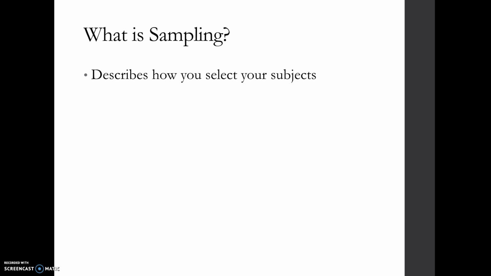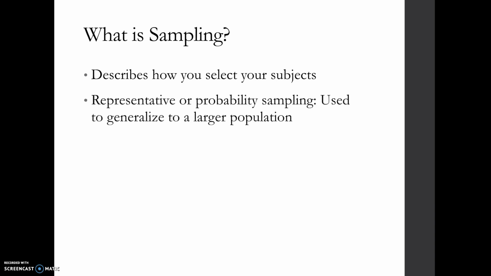So what is sampling? It describes the process by which you select your subjects. We have representative or probability sampling. It is used to generalize the result to a larger population. Let's say you want to understand SFA students, how they choose their career path. Then if you want to have a representative sample, you need to randomly select the number of people that you like. Let's say 1,000 students, randomly select them. Then whatever they said may be representative of the larger population as well.